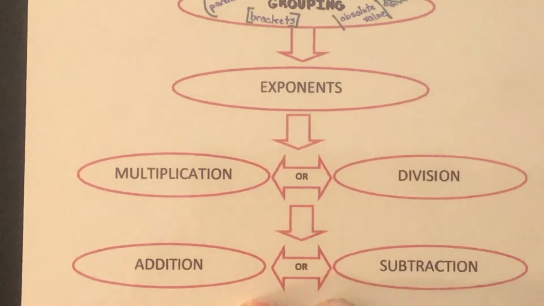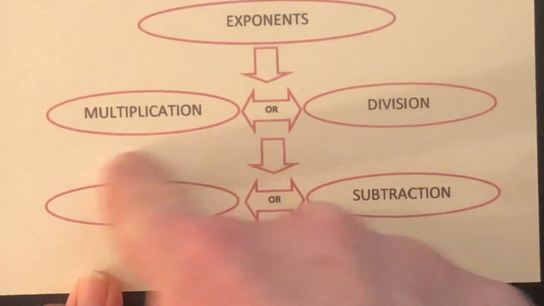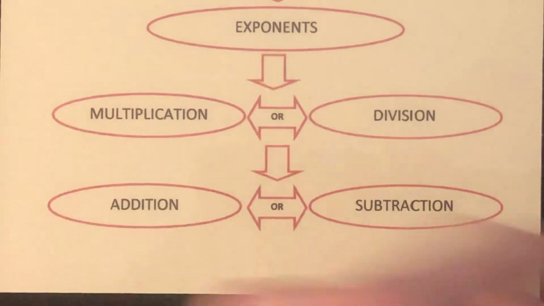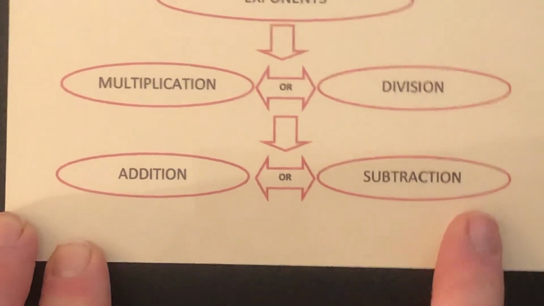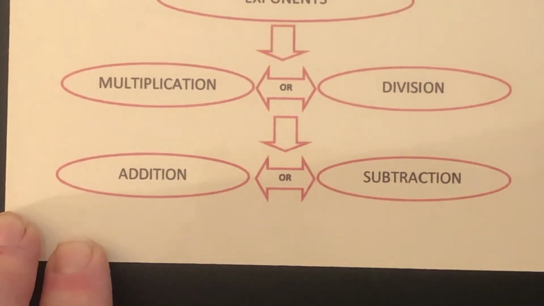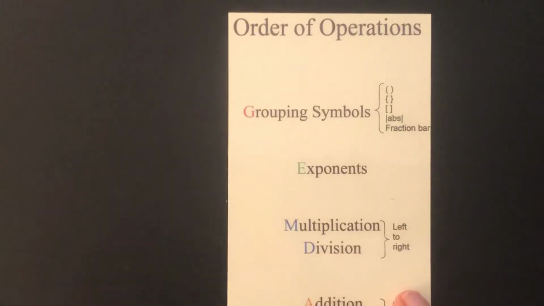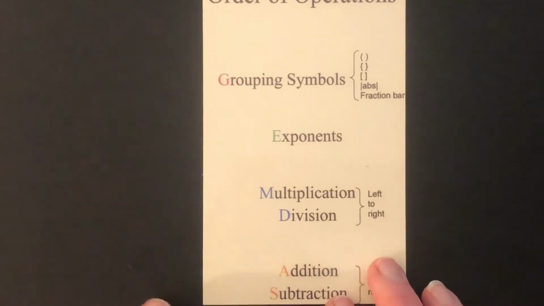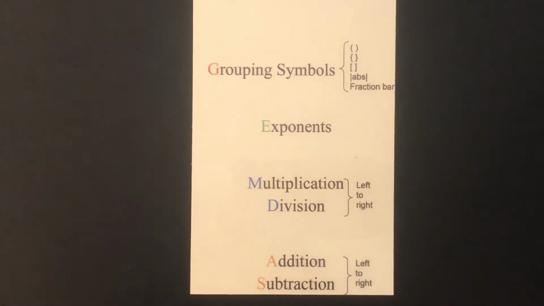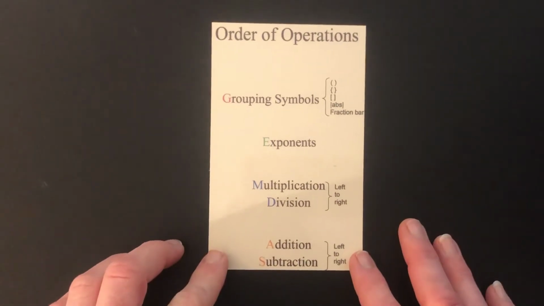And then you have your exponent. Then you have multiplication or division, whichever comes first, left to right. And then addition and subtraction, whichever comes first, left to right. This is the visual I'm going to focus on now. I think I like this one the best for our purposes.